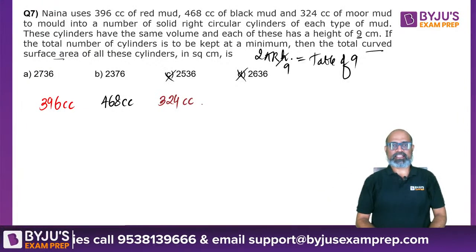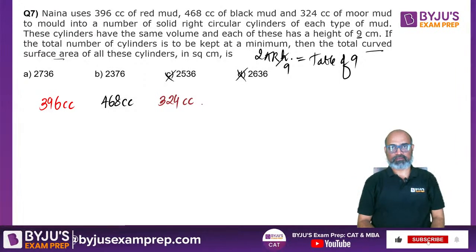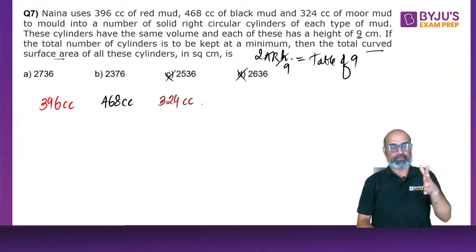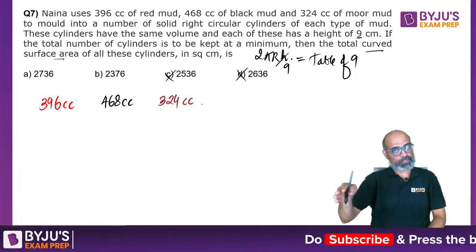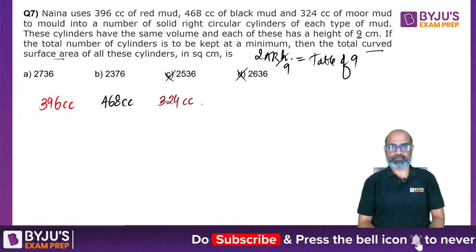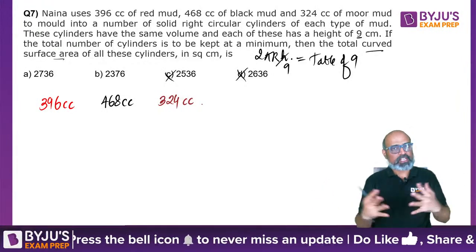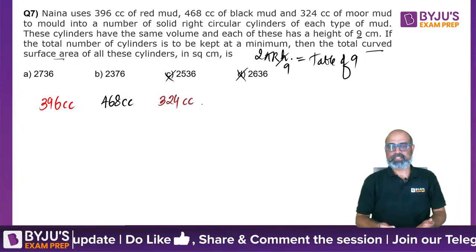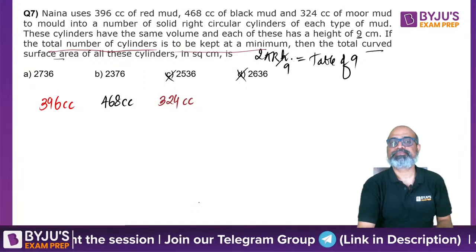So can I say that if I want to have minimum number of cylinders, then I need to divide 396 into minimum number of parts, 468 also minimum number of parts, and 324 also minimum number of parts. If each of them are going to be divided into minimum number of parts, their sum will also be minimum. That's what they're asking us. That we have to keep the total number of cylinders minimum.